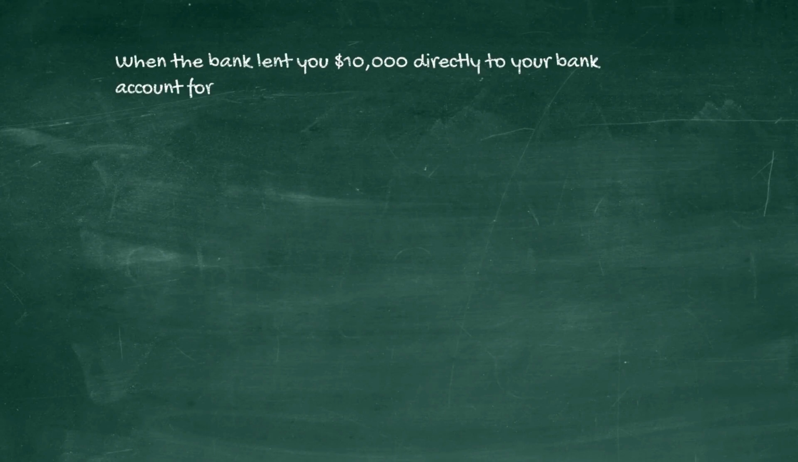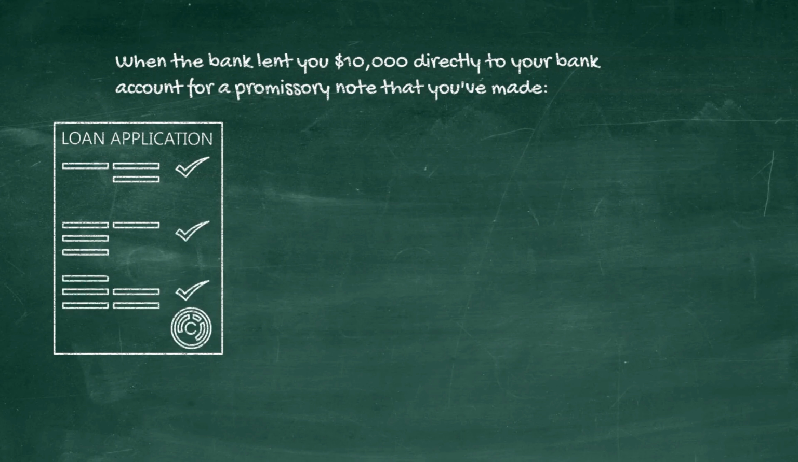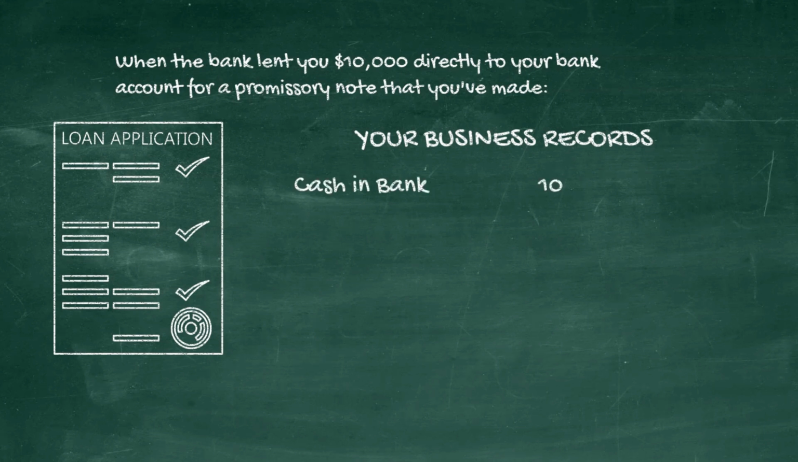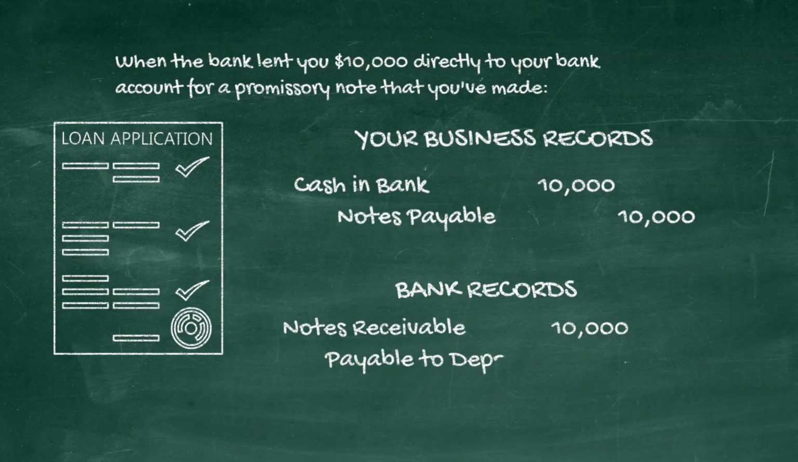Let's say the bank lent you $10,000 cash directly to your bank account for a promissory note that you've made. Your accounting entry will be debit cash in bank, $10,000, and credit notes payable, $10,000. Then, the bank will record debit notes receivable, $10,000, and credit payable to depositor, $10,000.